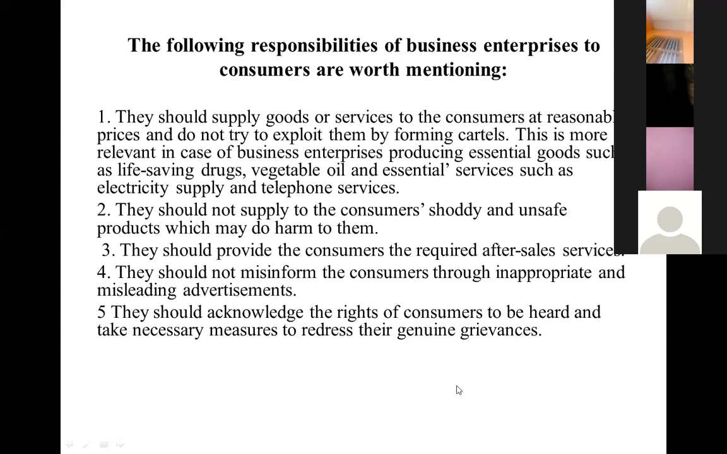Next, they should acknowledge the rights of a consumer to be heard and take necessary measures to redress genuine grievances. Which means when the customer is having any problem with the product, the customer has full right to tell about their issues, and it is the responsibility of a business enterprise to resolve the issues or grievances.